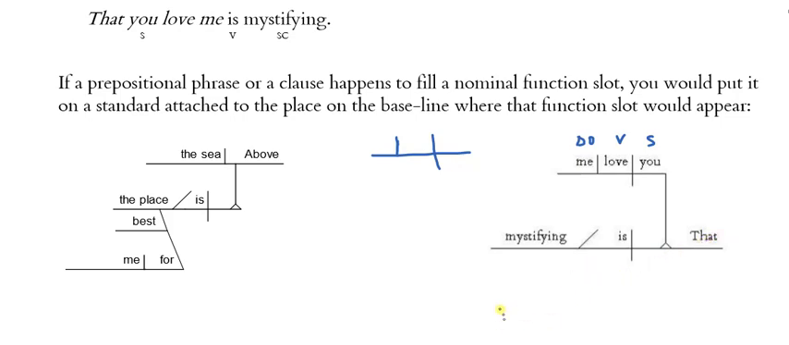Otherwise, I would have a baseline with all these crazy lines, and it would be hard to know exactly what is the real core of the main clause. Okay, so what we have is a clause that's embedded in the core clause, and it functions as the subject. It's a constituent of the core clause. The core clause being something is mystifying.